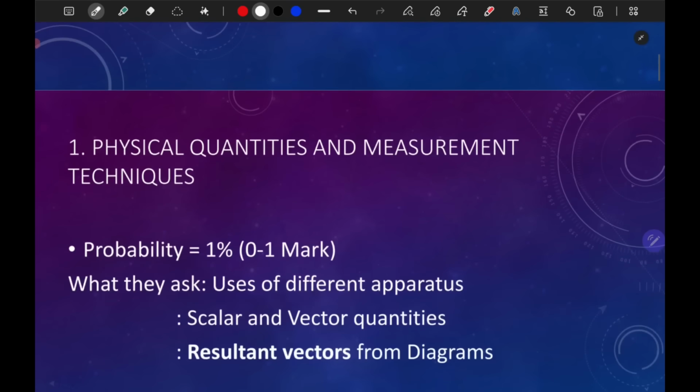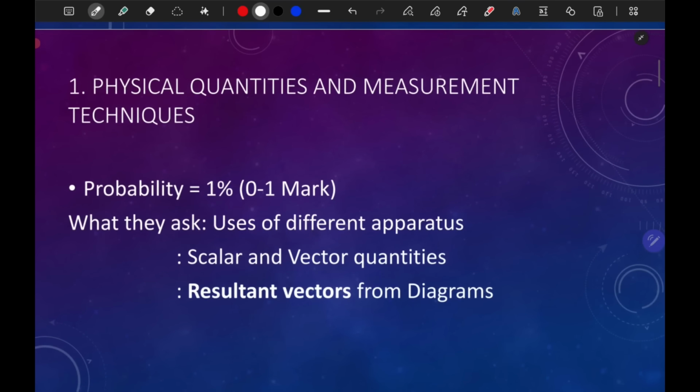Let's begin. So the first topic, as we know, is physical quantities and measurement techniques. This is, as you can see, one of the least common topics. It has a 1% chance of coming up, and when it does come up, it's usually a 1 mark question. So what do you expect from this one, or what do they ask you?